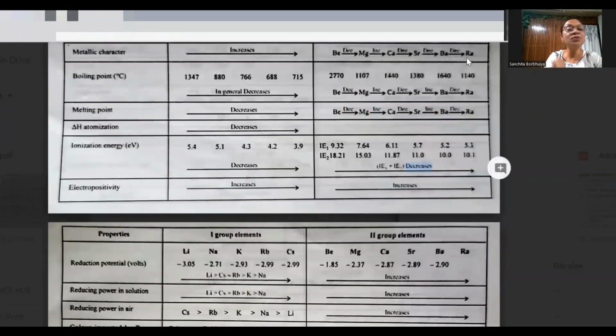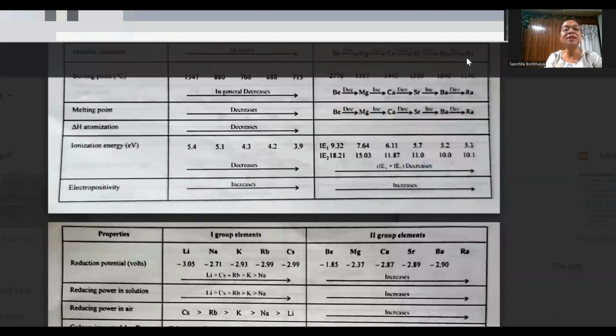Let's go on to the ionization energy, or ionization enthalpy. Ionization energy decreases. It has been given in electron volts. That means it would require less energy to take out the electrons. So as the metallic size increases, we know that it is easier to pull out the electrons. Naturally, the ionization energy has to decrease.